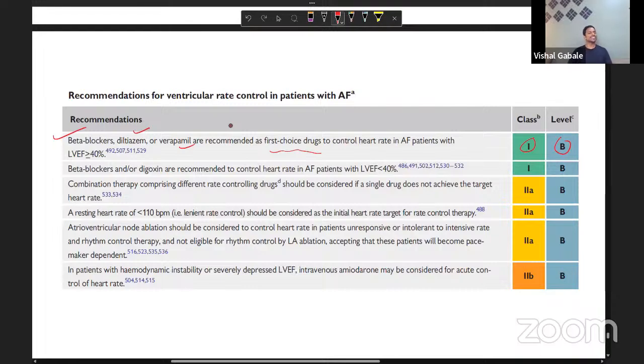Okay, that means it has been studied extensively and has been proven in different studies. Similarly, beta blockers and digoxin are used in patients to control heart rate in atrial fibrillation patients with LVEF less than 40%. Okay, that is about 1B. Talking about the combination therapy, combination of rate control drugs should be considered if a single drug is not enough. Okay, so that's about the rate control in atrial fibrillation.